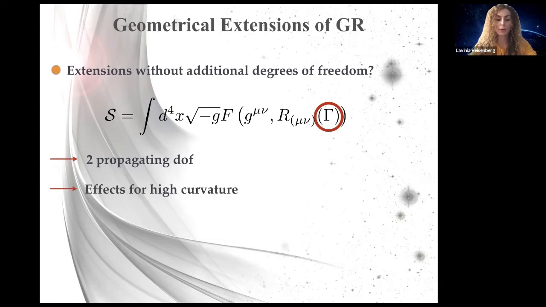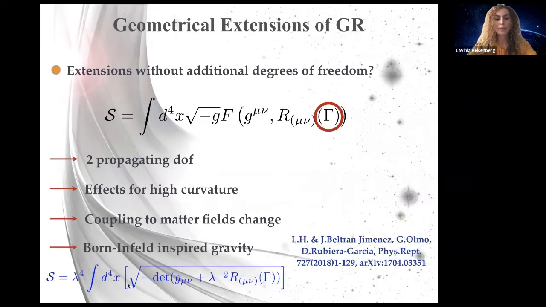You see effects only for high curvature, so when this piece is large. And since the way the connection enters here comes through an algebraic equation, it doesn't have differential equations, so it doesn't propagate. It's just an auxiliary field that you can integrate out, and as a consequence, the matter field coupling changes. One specific example of such a general function is, for instance, Born-Infeld inspired gravity, which one obtains very naturally from some string theory compactifications and so on.